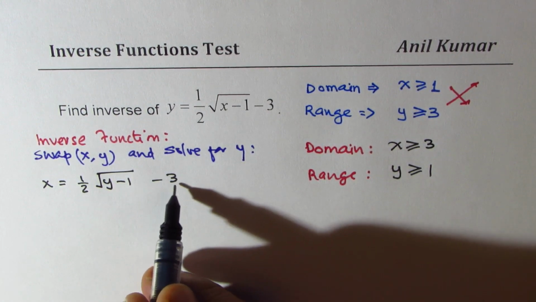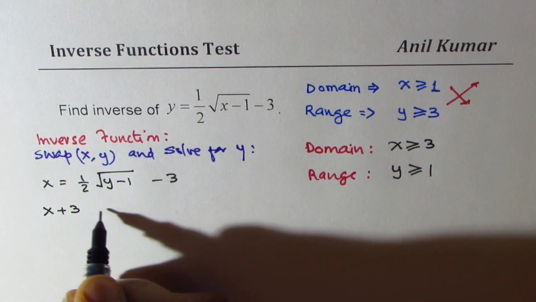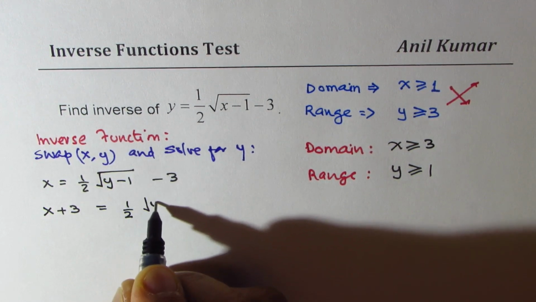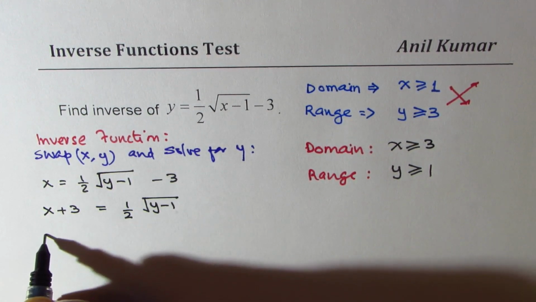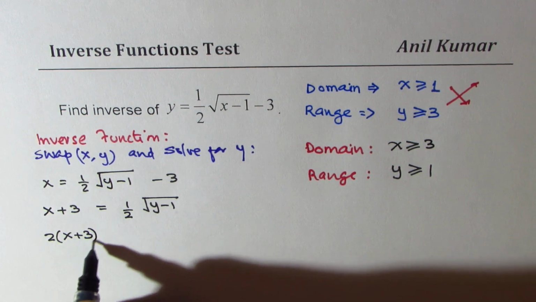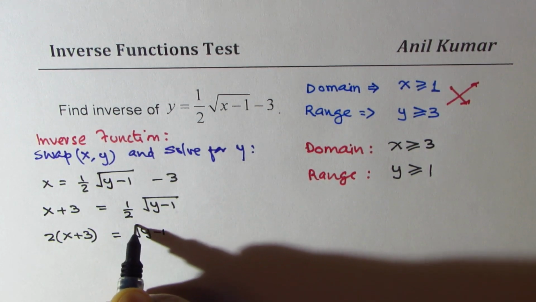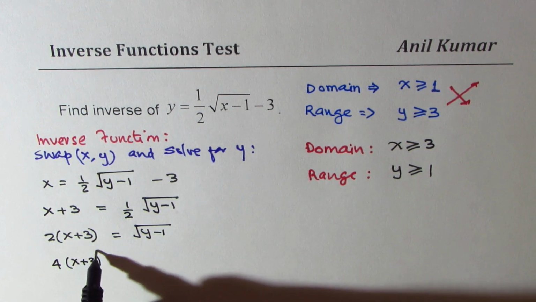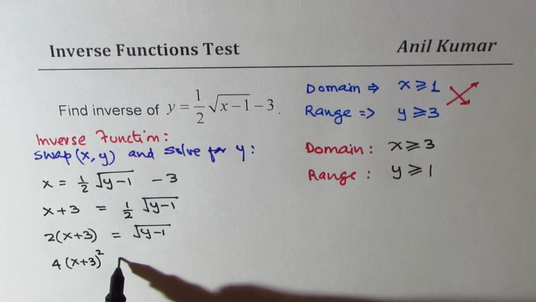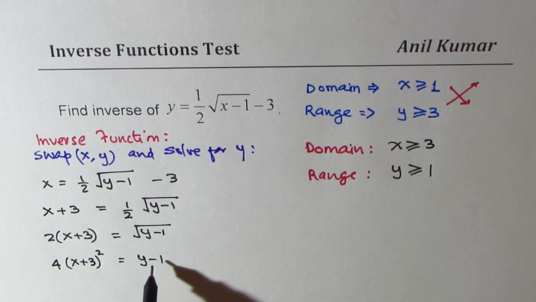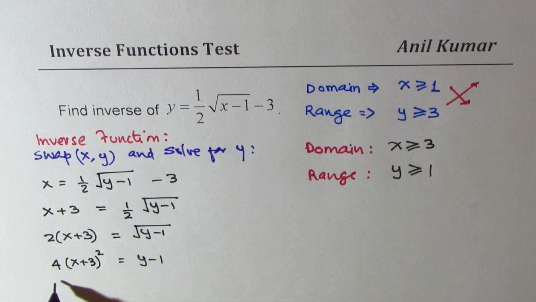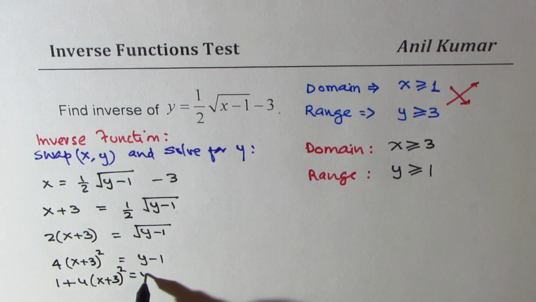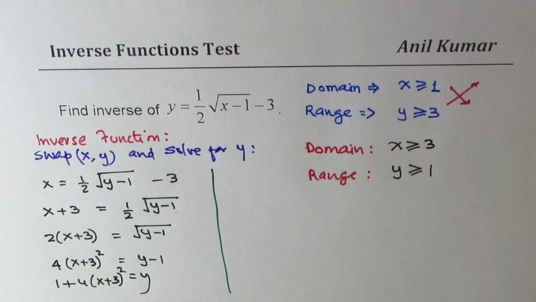You get the idea. Bring the 3 over: x plus 3 equals half of square root of y minus 1. Multiply by 2. So 2 times (x plus 3) equals the square root of y minus 1. Then you square both sides, so you get 4 times (x plus 3) whole square, since we squared 2 to get 4, equals y minus 1. And from here, bringing 1 over, we get 1 plus 4 times (x plus 3) whole square equals y. So now we can clearly write the inverse of the function.